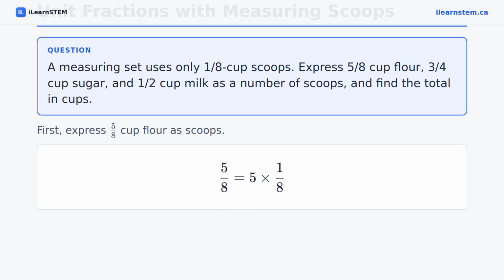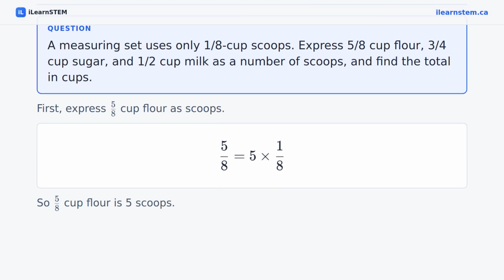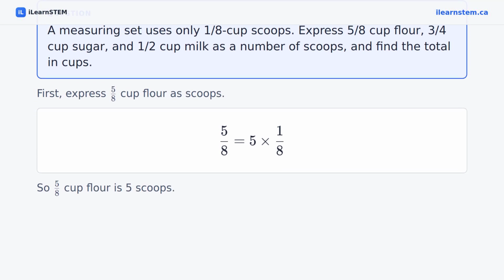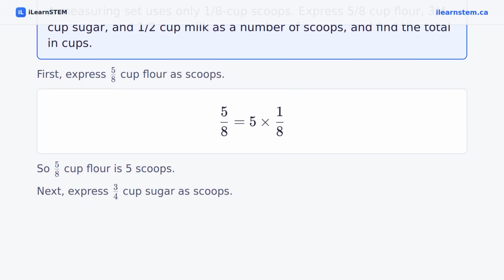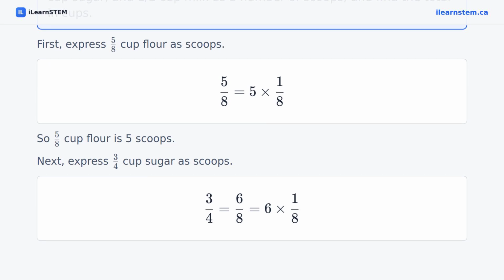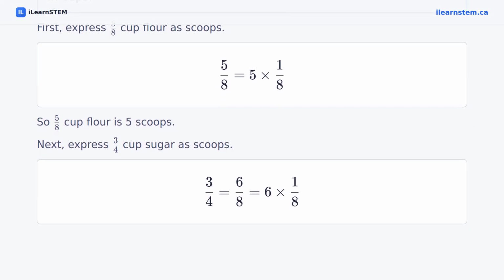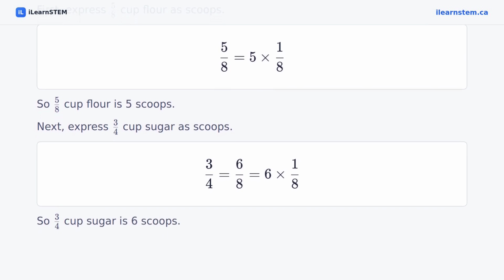5/8 equals 5 times 1/8, so that's 5 scoops. So 5/8 cup flour is 5 scoops. Next, express 3/4 cup sugar as scoops. 3/4 equals 6/8, which is 6 times 1/8, so that's 6 scoops. So 3/4 cup sugar is 6 scoops.